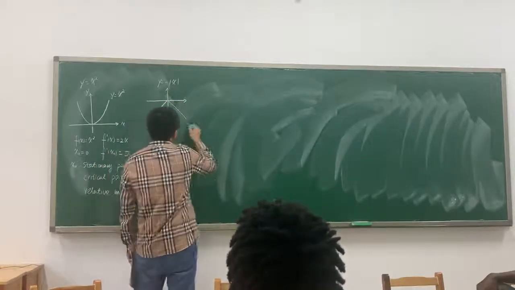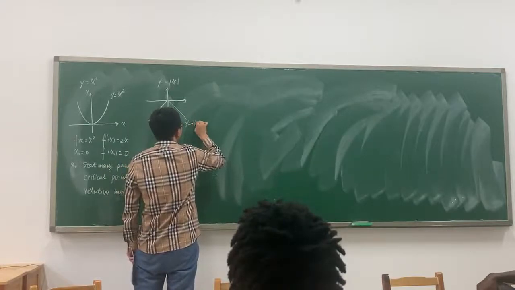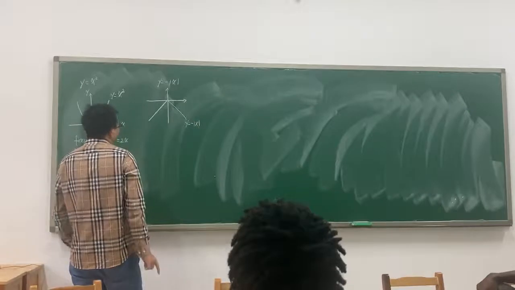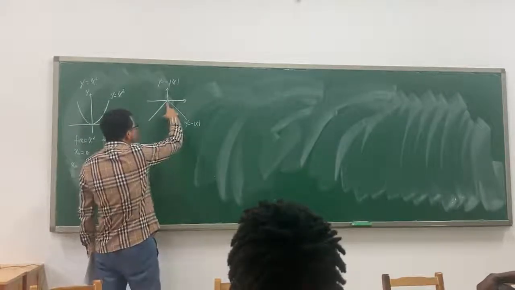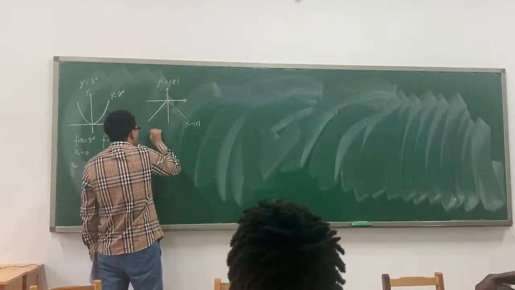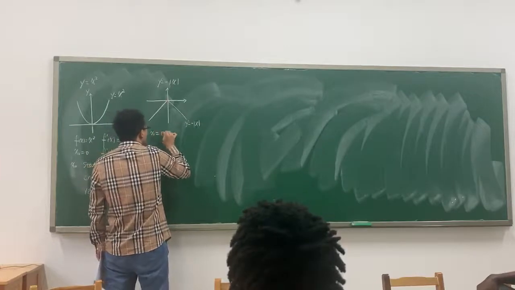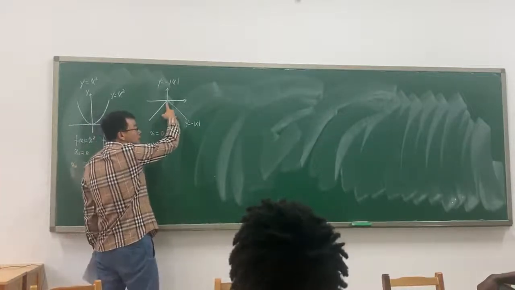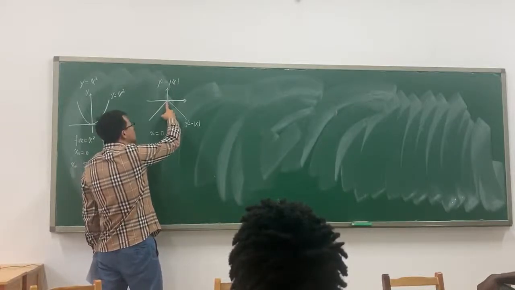Here is y equals minus absolute value of x. For this function, we also see the point x0 equals 0. For this point, it's easy to see that the point is a critical point.